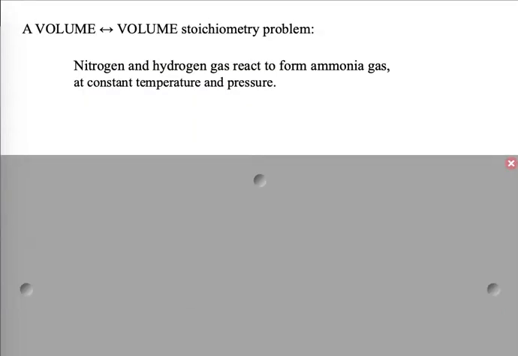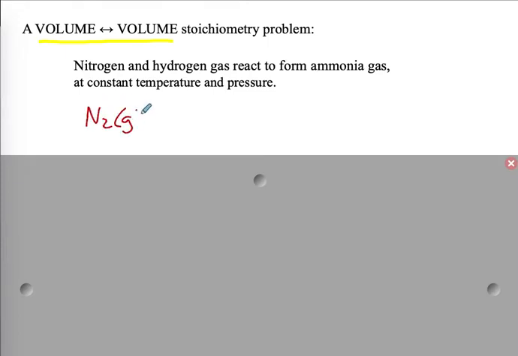Here is an example of a volume-to-volume stoichiometry problem, where we are given the volume of one component and we're asked to calculate the corresponding volume of another component. We begin with the chemical reaction. Nitrogen and hydrogen gas react to form ammonia gas at constant temperature and pressure. Obviously, we have to begin by writing and balancing an equation.